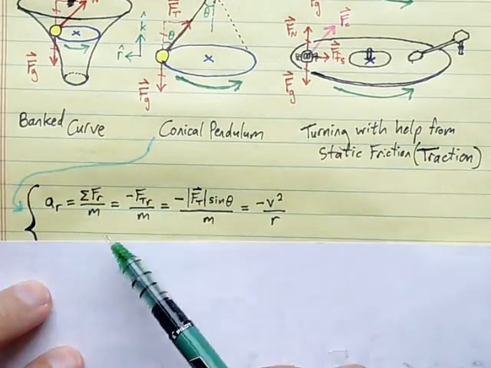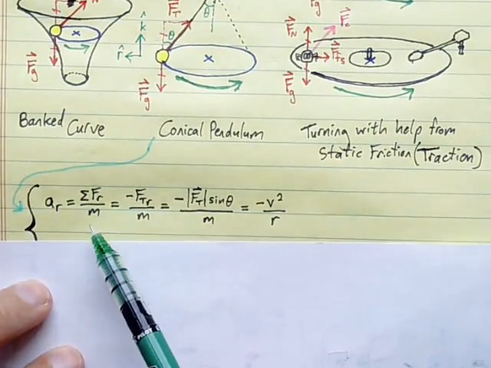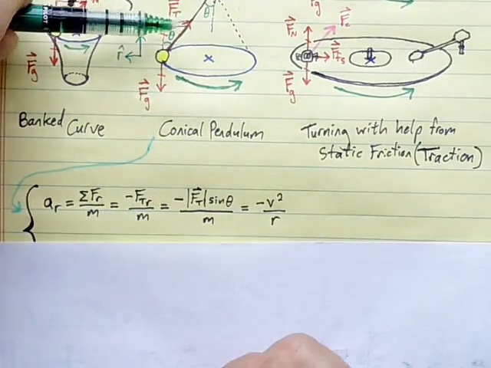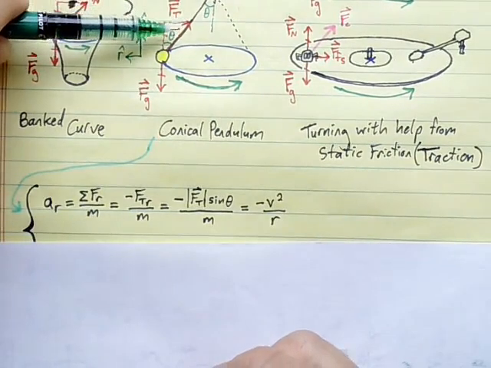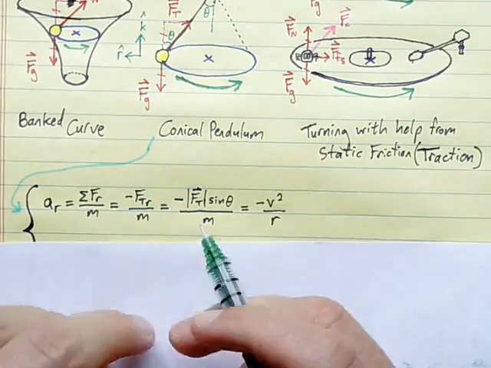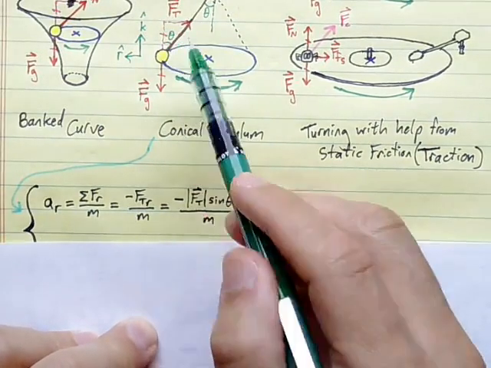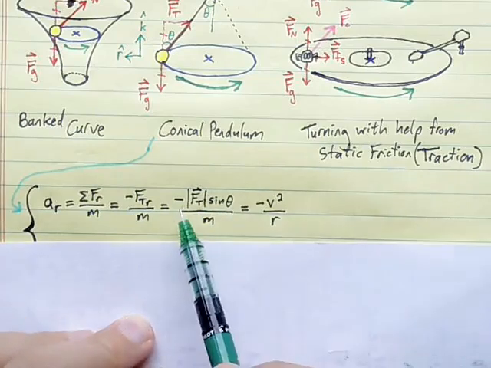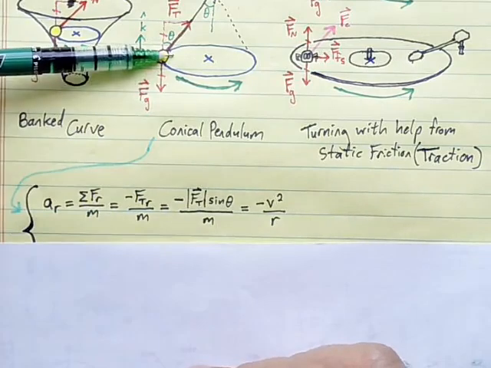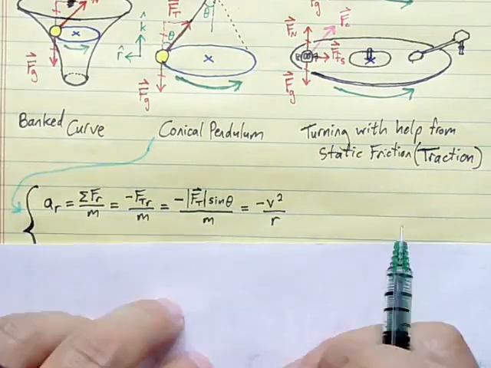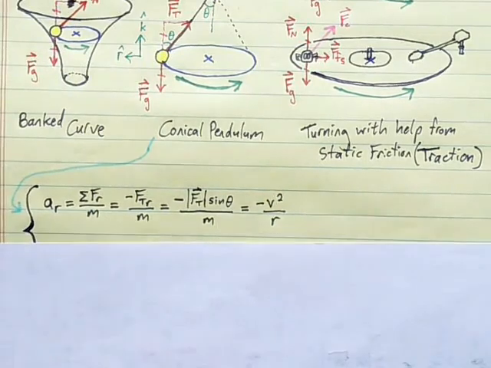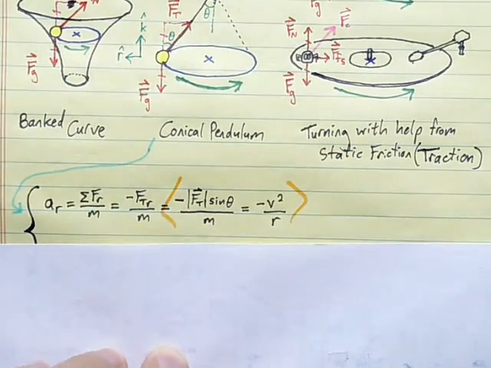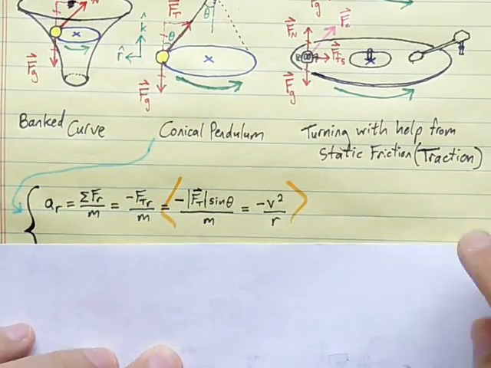So setting up N2L in the radial direction, net radial force over the mass gives our radial acceleration, our centripetal acceleration. We have the radial component of tension, FTR, pointing in our negative radial direction, so minus FTR. And from the trig, we can see that this leg is given by minus FT sine theta. So that's the magnitude of the tension times sine theta, with an explicit minus sign showing that it is in the negative radial direction, in towards the center. Set that equal to minus v squared over r, and this becomes the equation that we might rearrange to solve for something of interest. That's just the radial direction.